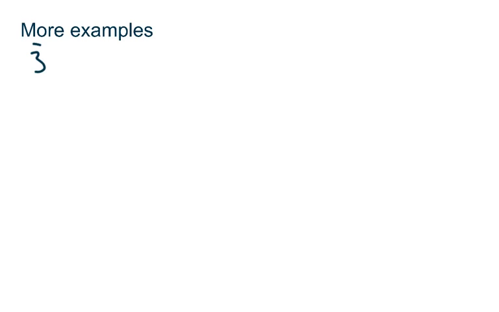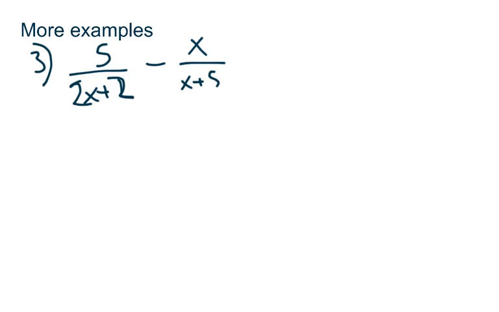So in this example, let's say I have 5 over 2x plus 2 minus x over x plus 5. Okay, so here I'm going to have to do some work, and I'm going to have to identify what is my common denominator.